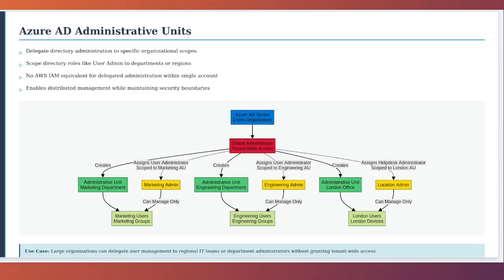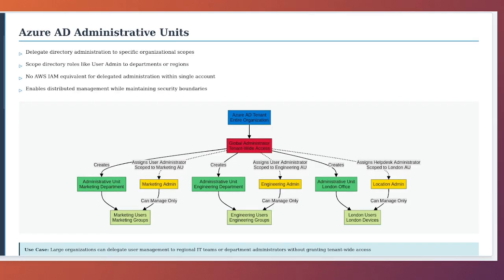Think of administrative units as organizational containers within Azure AD. You create an administrative unit, add members to it such as users from the marketing department or devices in the London office, and then assign directory roles scoped to that administrative unit.